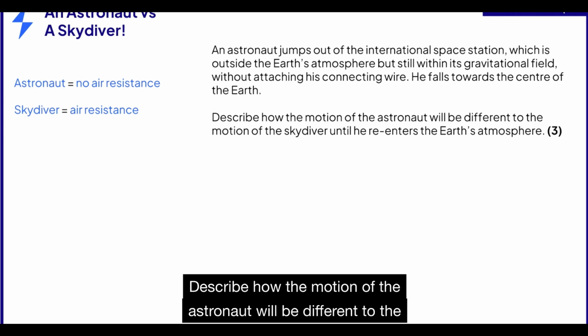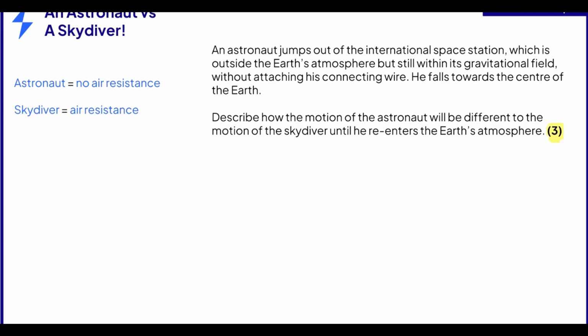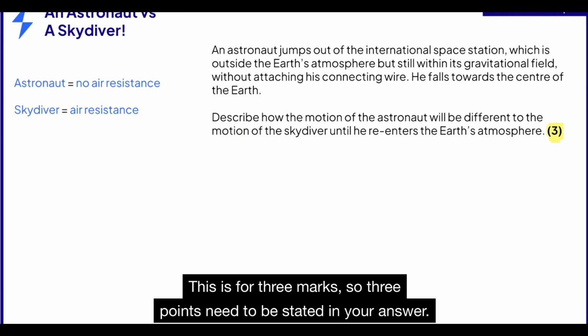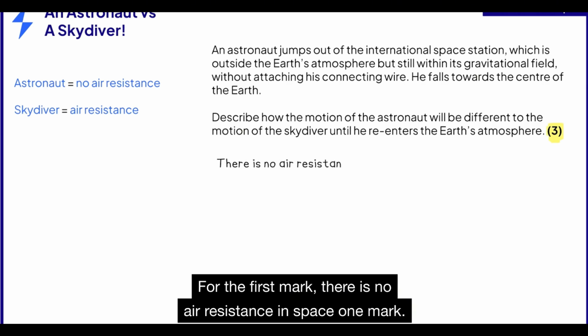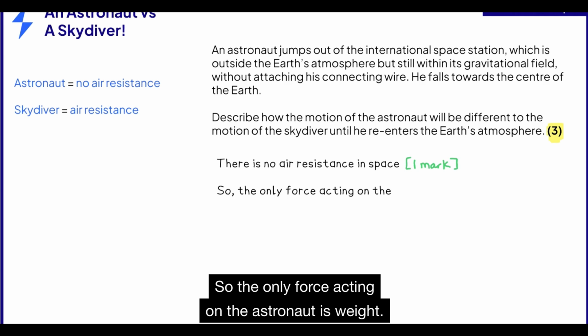Describe how the motion of the astronaut will be different to the motion of the skydiver until he re-enters the Earth's atmosphere. This is for 3 marks, so 3 points need to be stated in your answer. For the first mark, there is no air resistance in space. So the only force acting on the astronaut is weight.